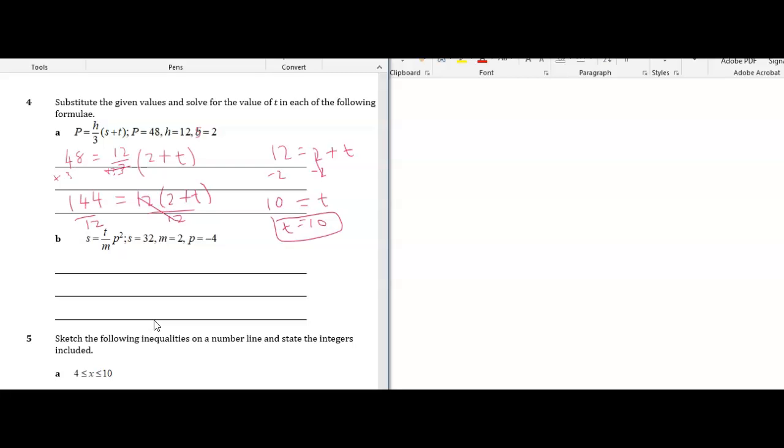All right, the next one, S equals t over m p squared. So hopefully I've got all the right letters there this time. So 32 for S. T is what we're solving for, over m, which is 2, and then p squared. Now you'll notice I added in a multiply because that's what's in between there. And I've put in brackets because p is a negative. And people always forget that when you square a negative, it becomes a positive. And I'll just show you over here.